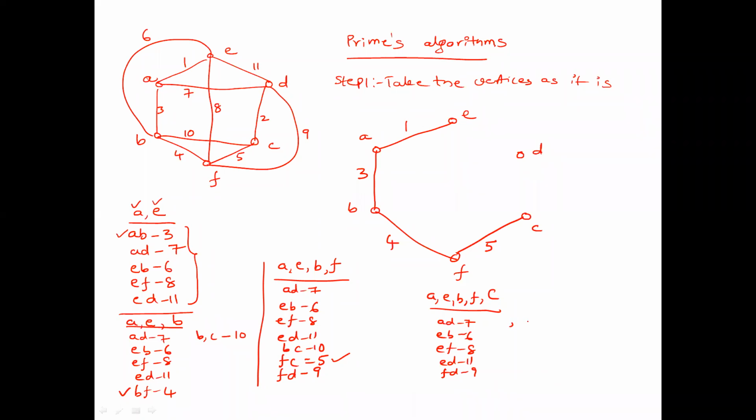With respect to C, CD is 2, right? Okay. And any other edge? CB is already there. CB is there? No. CB is not there, but you can list out if you want. CB is 10.